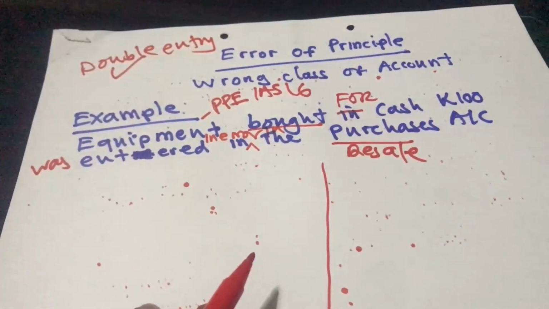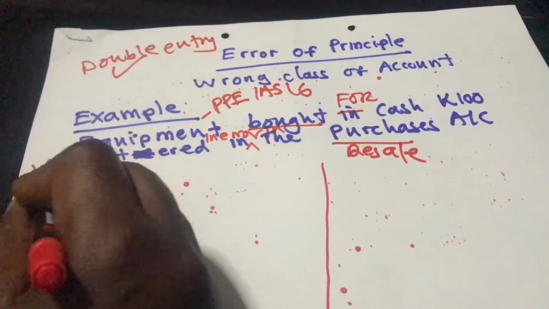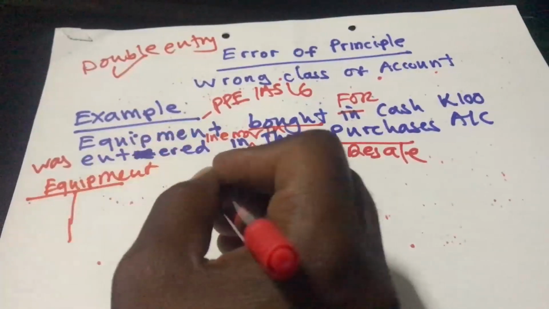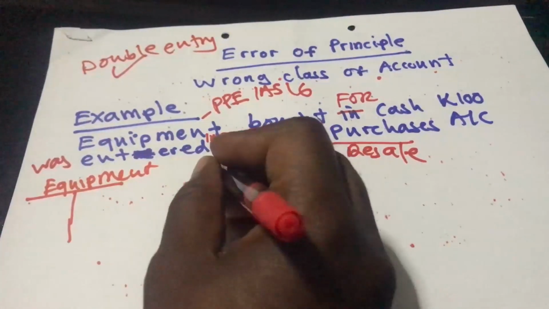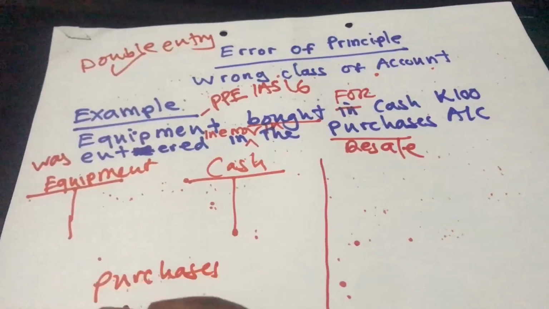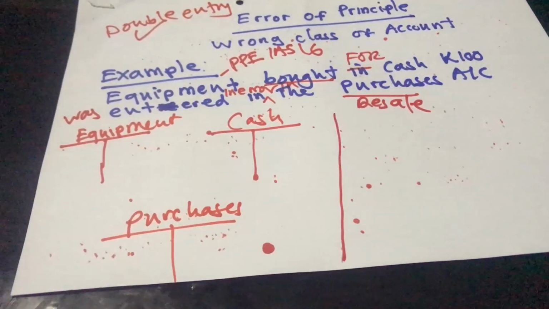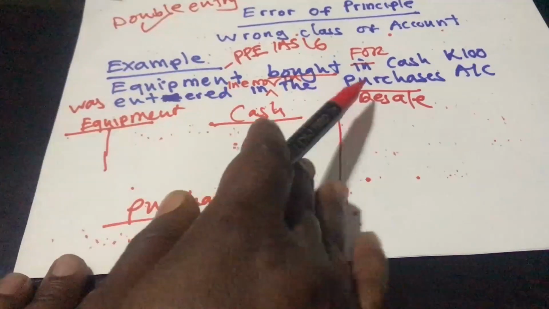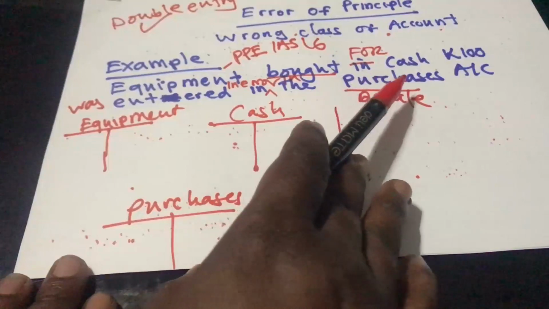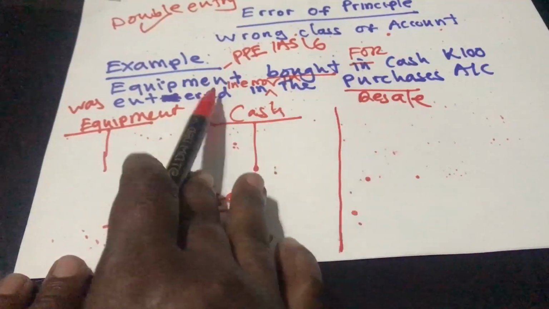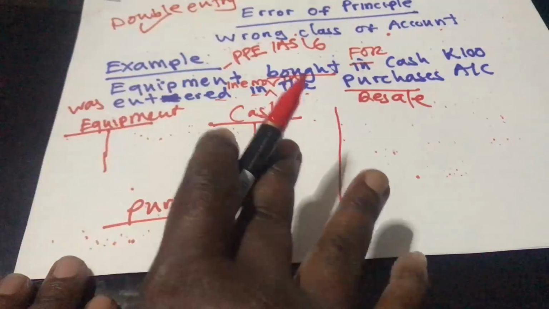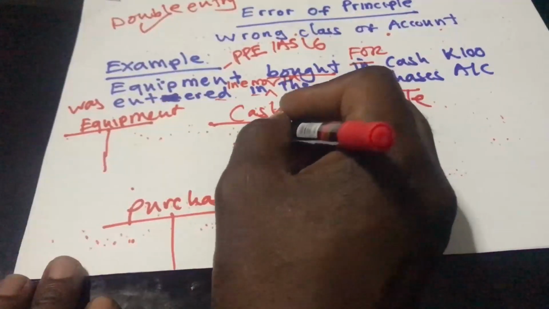So there are 3 accounts here. We have the equipment, and then we have the cash, and then we have the purchases account. So let's just see what is happening here. An equipment bought for cash, 100 kwacha, was entered in error in the purchases account. So in the cash, it was recorded properly, okay, because the cash came out.